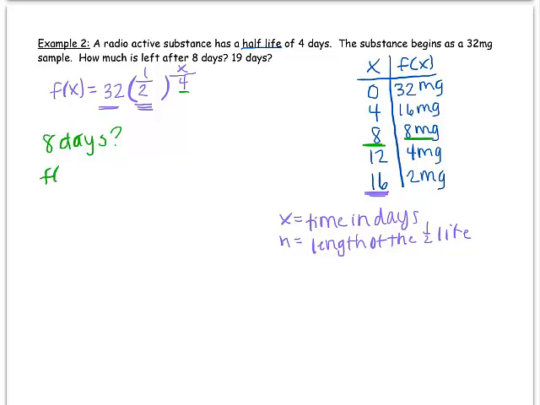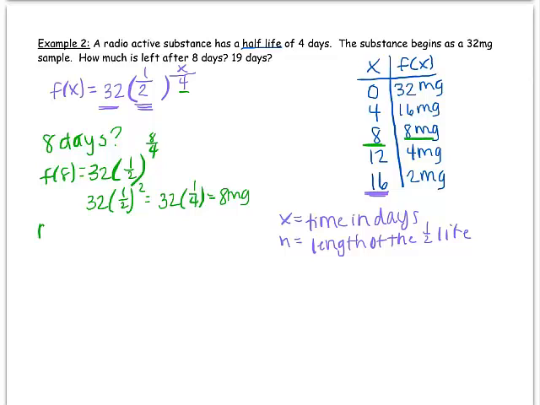But if I do out f of 8, I get 32 times 1/2 to the 8 over 4, which means I get 32 times 1/2 squared, which is 32 times 1/4, which is 8. So after 8 days, there's 8 milligrams of the substance. Now, we have to take a look at what happens with 19 days.